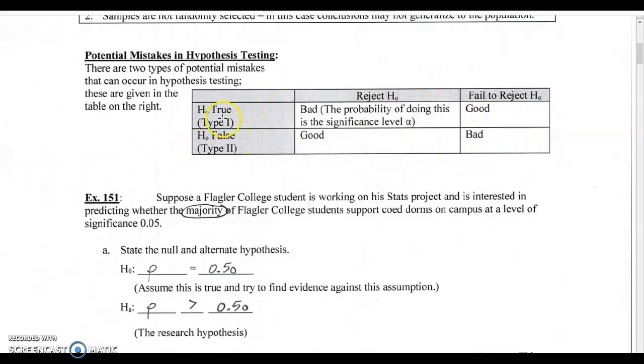Okay, so we always try to avoid these types of mistakes, and I'll come back and do an example next to discuss those two types of mistakes.